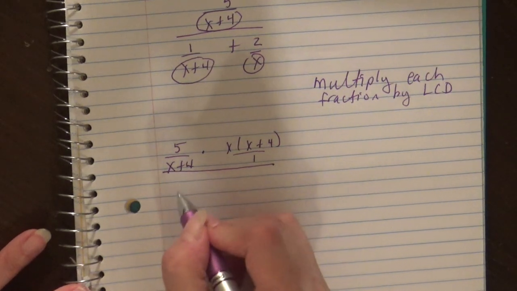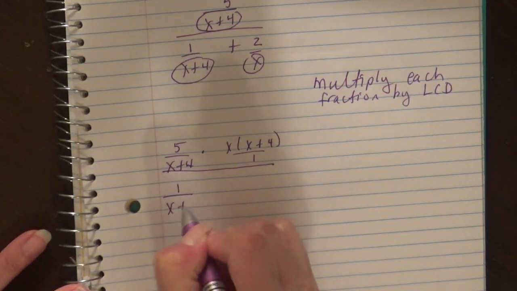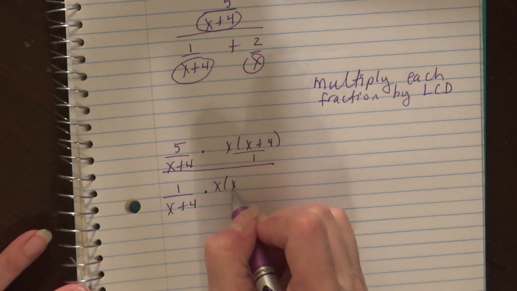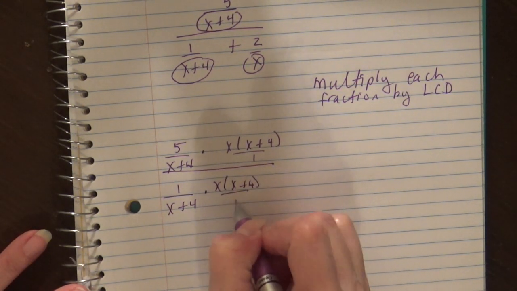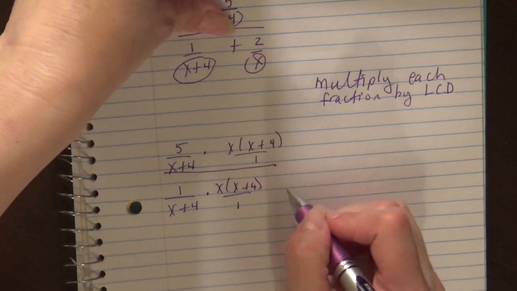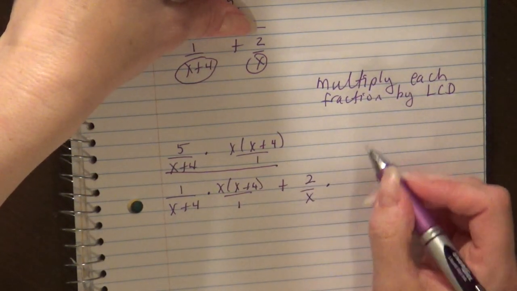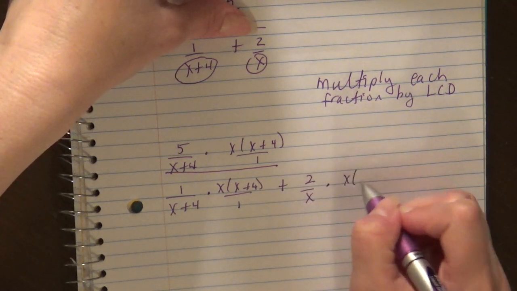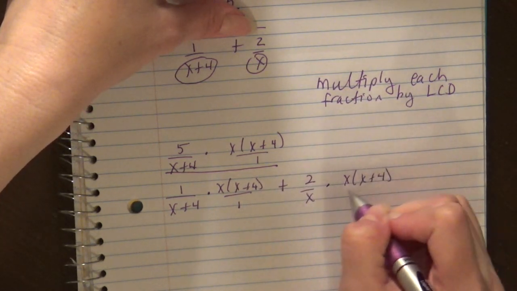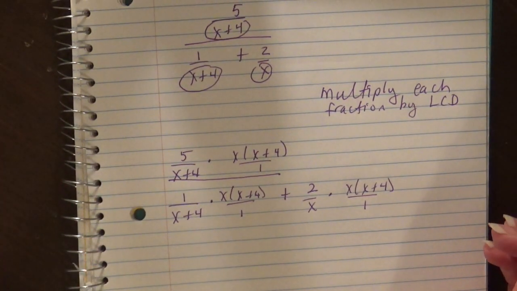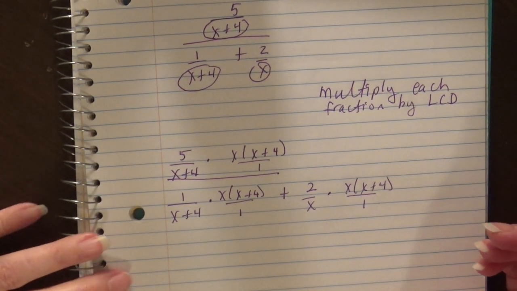In your denominator, you've got 1 over x plus 4. Multiply that by the LCD. You can put that over 1. And then you've got plus 2 over x times the LCD, and you can write that over 1. Okay, so you're going to multiply each fraction by your LCD. Now, how does that help me?